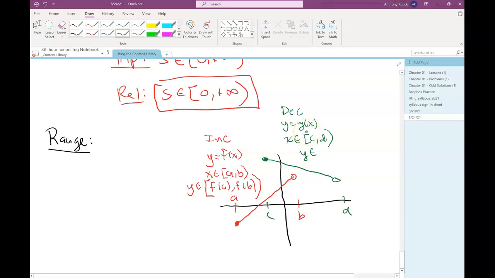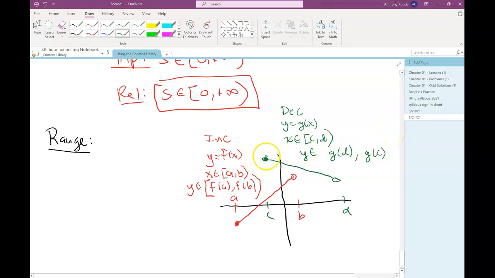And now if I do my range, the range is about the y-coordinate. The lowest y-coordinate actually occurs at d, right? So I'll say the y-coordinate then would be g of d, right? That's the way we write the y-coordinate when x is d. And the highest point, the upper bound, would be g of c.